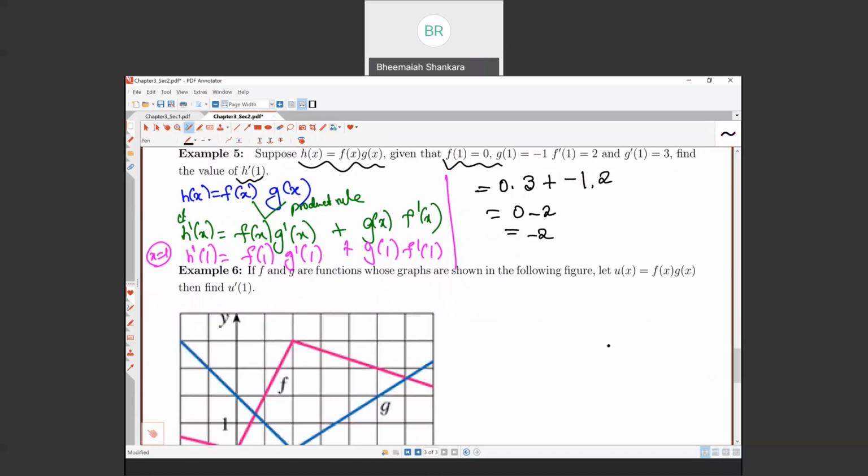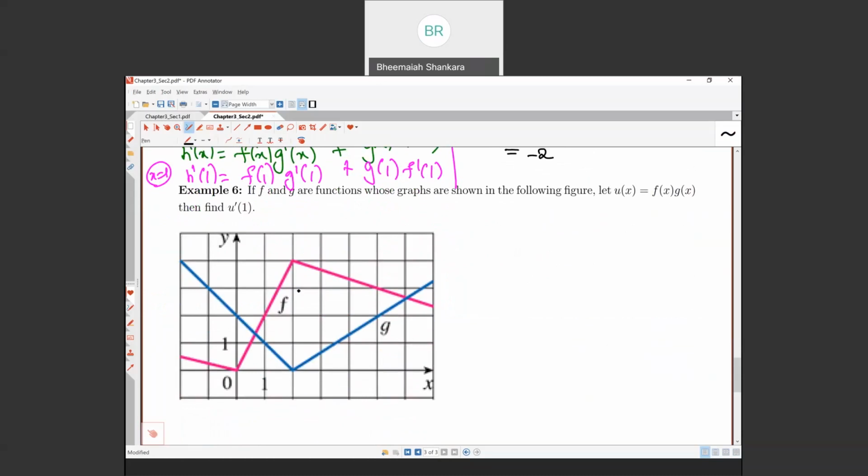In the next example, you are given a graph for f and g. f is this pink graph and g is this blue graph. And you're also given that u is f times g and you want to find u prime 1. This is similar to the previous problem. The only difference here is you are not given the functional values for f and g, but rather you are given a graph. So you should be able to read the function and its derivative value from the graph and then find u prime 1. So this is more of a reading the graph problem.